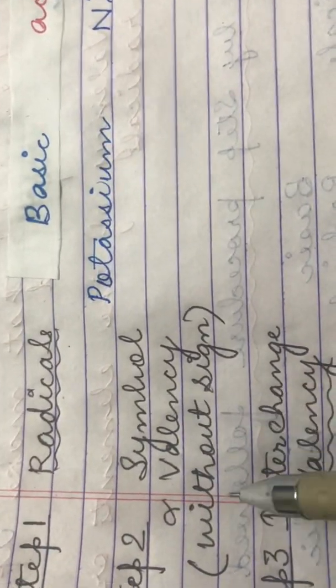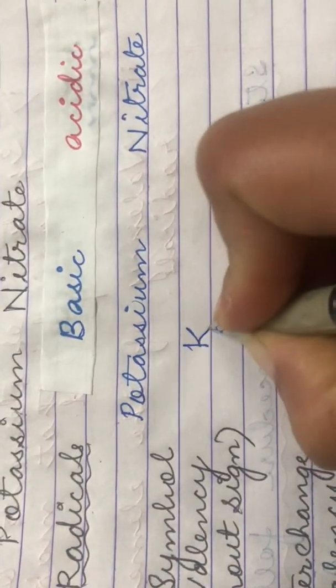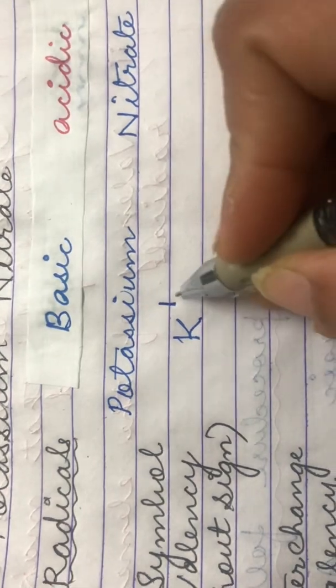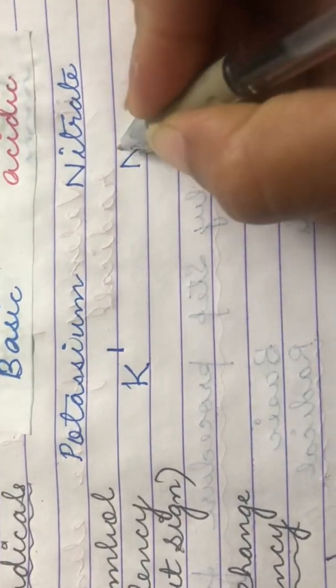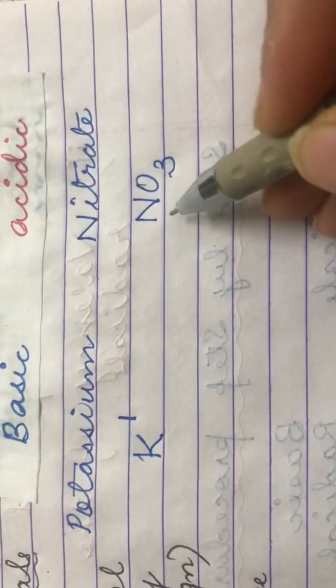The acidic radical present in potassium nitrate is nitrate. Coming to the second step, we need to mention the symbol and valency without the sign. Symbol of potassium is K and its valency is 1. So you have to make sure you do not put the sign here. Nitrate is NO3. Please remember children, here N and O both are capital and the valency of NO3 is 1.